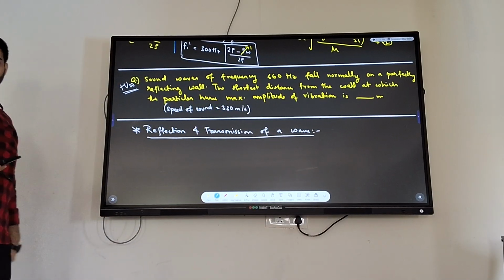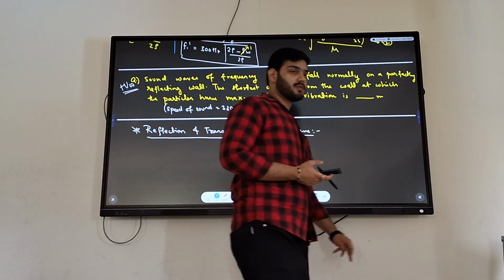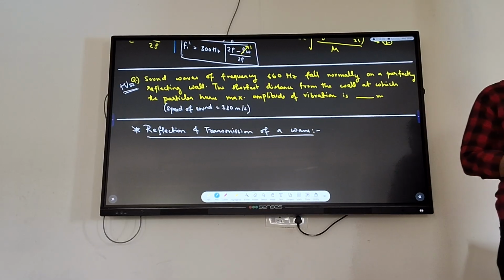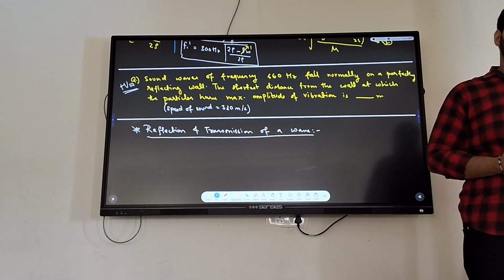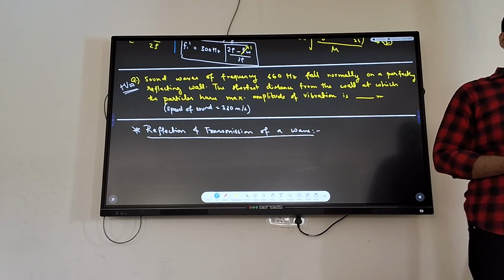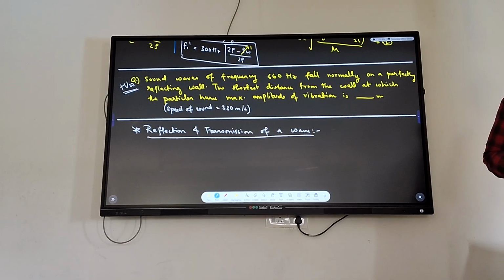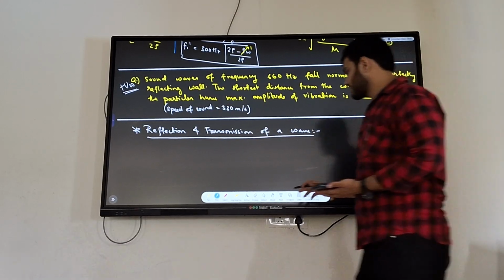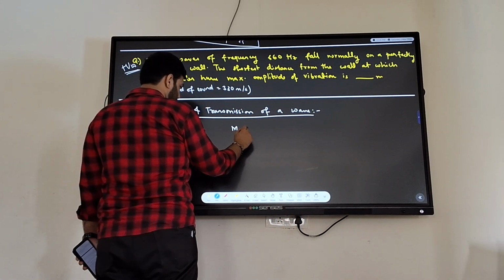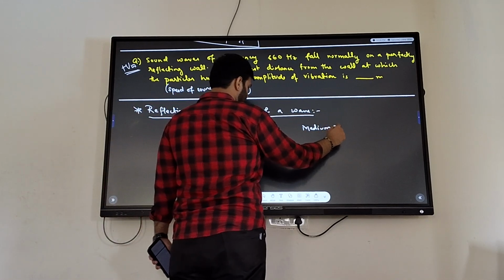Can I start with the topic? If you remember, even for ray optics we had a similar kind of thing, but there we did not use the word transmission, rather we used the word refraction. Refraction was just going from one medium to another medium. And here we will use the word transmission. Again you will have two mediums, medium 1 and medium 2, separated by some boundary.